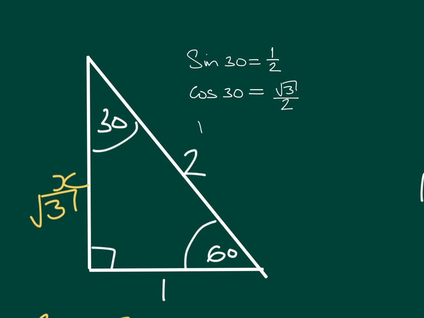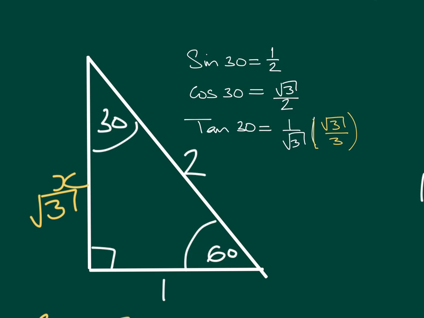Then we can work out what tan of 30 will be. Tan of 30 is opposite over adjacent, so we're going to have 1 over root 3. And if you rationalize it, I'm not going to go through rationalizing it, but you can have just root 3 over 3 if you rationalize it, okay? These two are both the same thing.